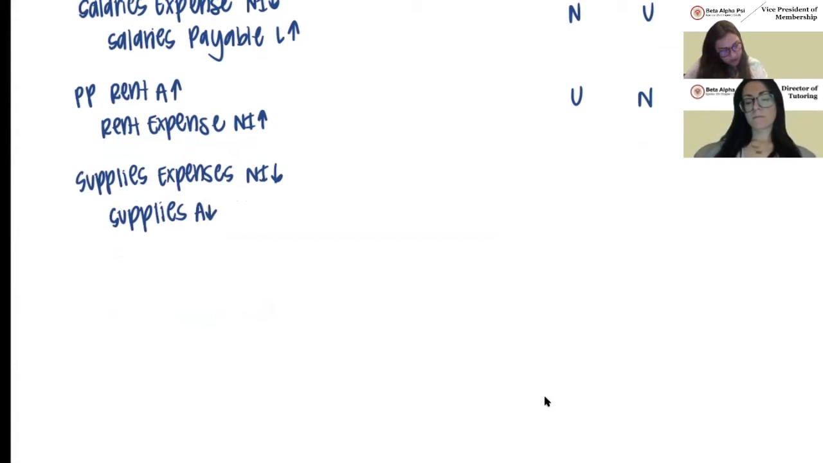So this was never recorded. So let's see for assets. Assets should have been lowered, but they weren't. So our assets are going to be overstated. Nothing happens to our liabilities. Neither of these accounts affect our liabilities. So there's going to be no effect on our liabilities. Now for net income, our net income should have been lowered, but it wasn't. So our net income is going to be overstated.